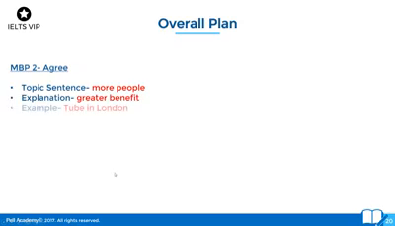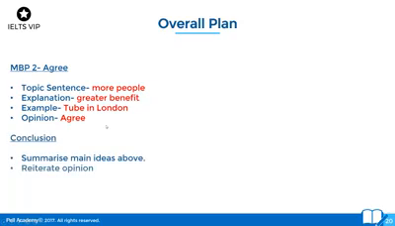So the main body paragraph 2 would look like this. I would say the topic sentence would be more people get the greater benefit. Example would be the tube, the underground in London. An opinion is I agree. Conclusion, summarize main points above.